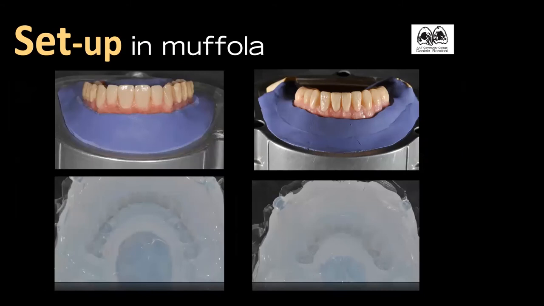And then the setup in muffles. The tested prototypes are placed in muffles to memorize the shape because the request is composite and must be pressed. These muffles are a kind of flask.